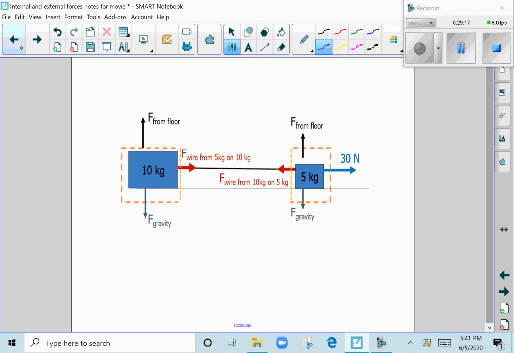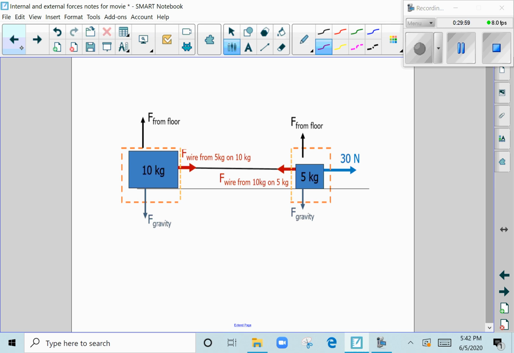The tension force in the wire now has just become an external force for my two new systems because now my system is a 10 kilogram block and I have another system that's a 5 kilogram block. The wire is not part of that system. Not only that, but the 10 kilogram block is being pulled by the 5 kilogram block, which is not part of the 10 kilogram block system because it's only the 10 kilogram block. Likewise, the 5 kilogram block is being pulled by the 10 kilogram block, and that 10 kilogram block is not part of the 5 kilogram block system. So since they are two totally different systems, all of these forces are now external.